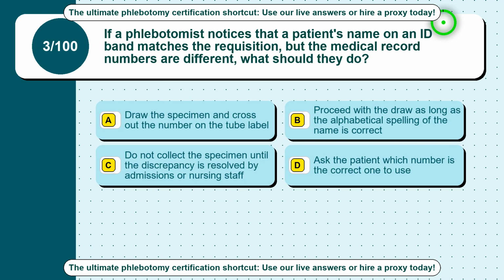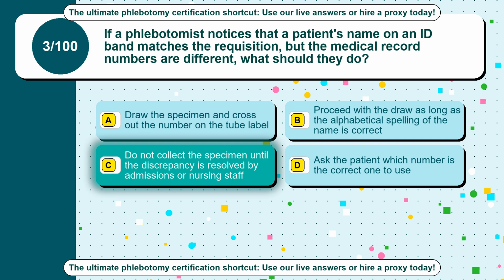Question 3. If a phlebotomist notices that a patient's name on an ID band matches the requisition, but the medical record numbers are different, what should they do? Option A. Draw the specimen and cross out the number on the tube label. Option B. Proceed with the draw as long as the alphabetical spelling of the name is correct. Option C. Do not collect the specimen until the discrepancy is resolved by admissions or nursing staff. Option D. Ask the patient which number is the correct one to use.